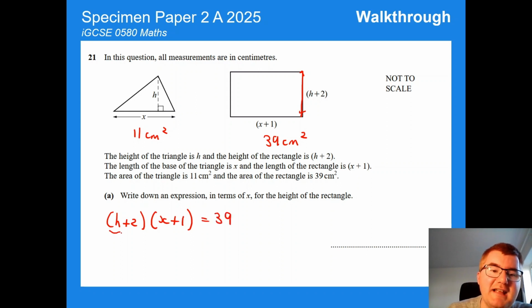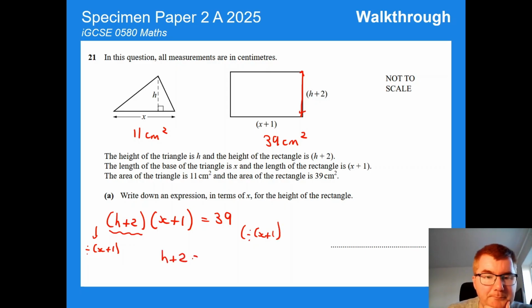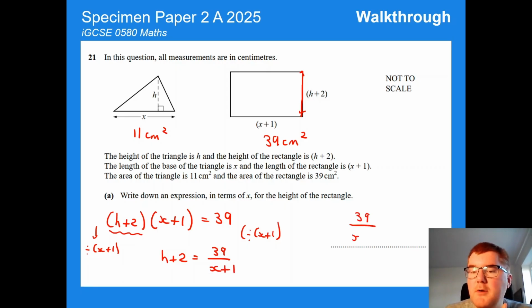And again, we just want to get this part on its own, the height of the rectangle, so we can divide by x plus 1 on both sides. And that gives us then h plus 2 is equal to 39 over x plus 1. So again, 1 mark question, it shouldn't be anything too complicated to get there.